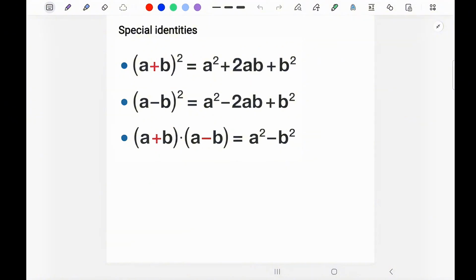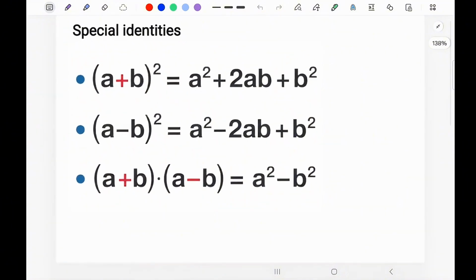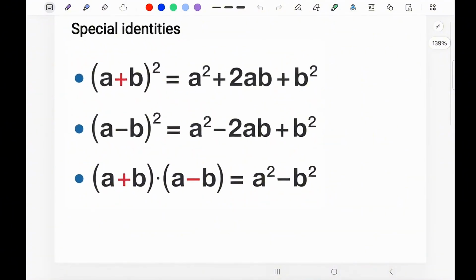Today we are going to discuss the special identities, which are very helpful in all types of exams and which are a very basic part of mathematics. So these are the three identities, and these are also called special products.